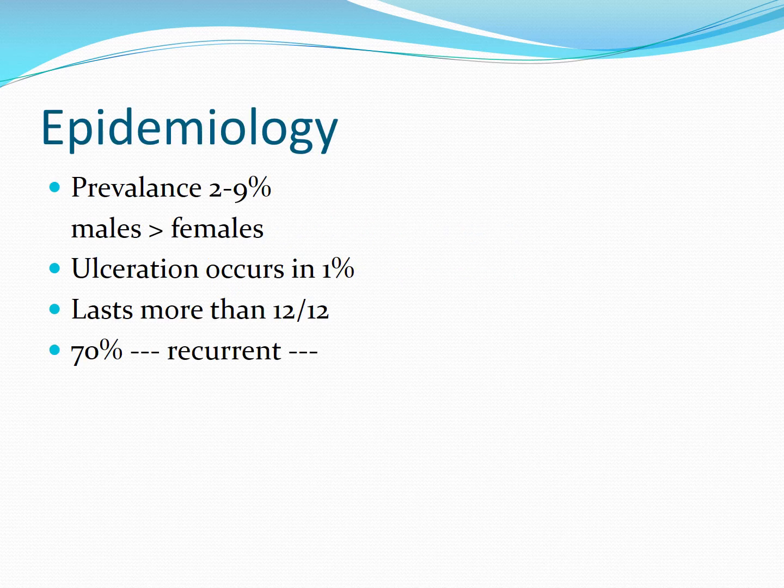Some facts about the epidemiology. Generally, the prevalence differs from society to society, but it is said to be between 2 to 9% of the total population, and males are affected more than females. However, more females present than males. This is for cosmetic reasons. And ulceration occurs in about 1% of the patients. Once you have an ulcer, it tends to last for a longer period, generally about a year or so. And most of them, about 70%, have recurrent ulcers.